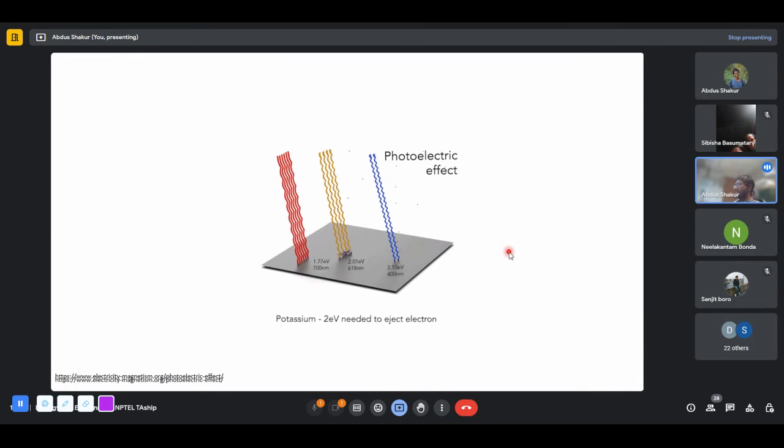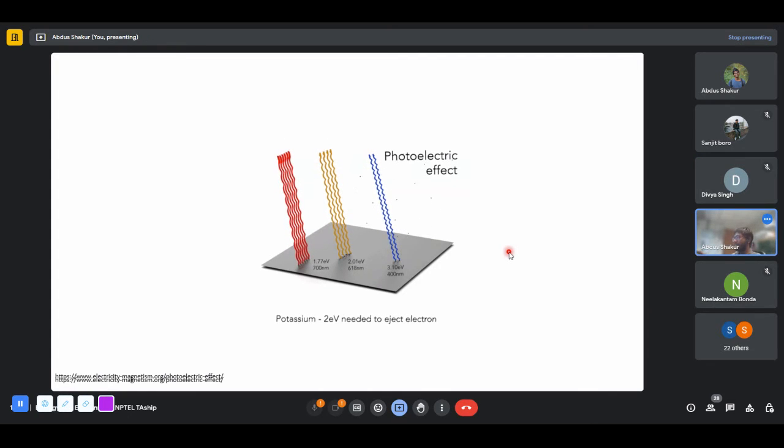The sunlight that we see has different wavelengths. Different wavelengths can excite electrons to different levels. So the shorter the wavelength, the more electrons that can be generated.